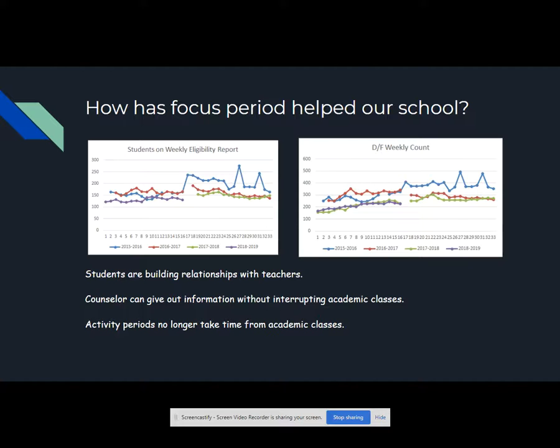Then you'll see a green line. Unfortunately, I don't have that data for the weekly eligibility reports due to the way that it was being reported. Our guidance secretary was out at that point. Some of the reports looked a little different, but you can see the second semester data I have there. We saw even a little more success than we saw in 16-17. And then finally, the purple line is last year, and we were seeing even more success last year.